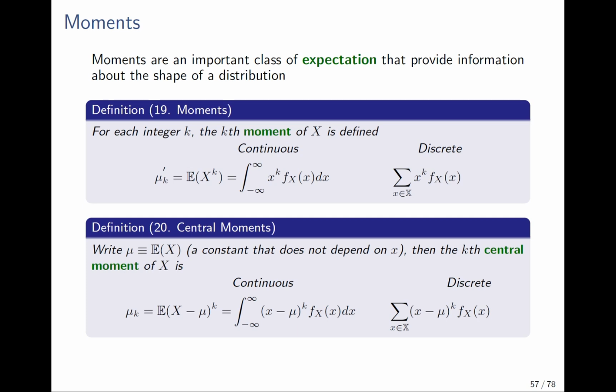Next definition for moment is what's called a central moment. If we write that mu is equal to E[x], a constant that doesn't depend on x, so this is just the parameter of the distribution, so to speak, the first expectation of x, then the kth central moment of x, with notation mu k but not with the prime, is equal to the expectation of x minus mu to the power of k. Again, by the rules of expectation, in the continuous case, this quantity is defined by this integral here, and in the discrete case, by this summation given here.